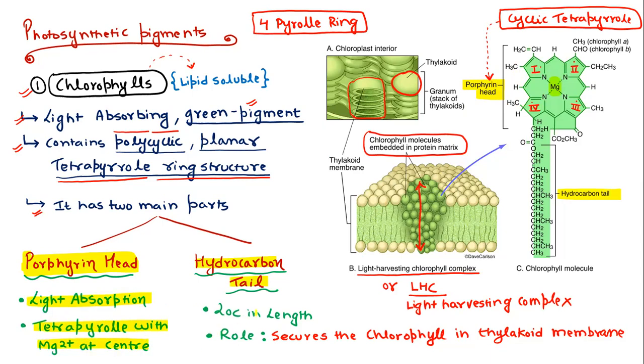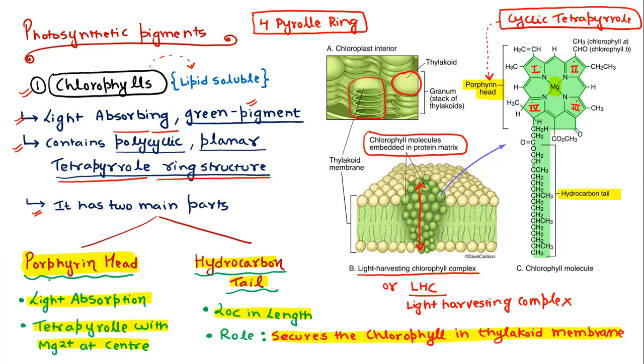On the other hand, let's talk about the hydrocarbon tail. The hydrocarbon tail is 20 carbons in length, and its most important role is that it secures the chlorophyll molecule in the thylakoid membrane. These questions have been asked in previous year examinations and form an important part of our discussion. So it secures the chlorophyll molecule in the thylakoid membrane. That is the main role attributed to the hydrocarbon tail, or the phytol tail, which is an alternative name.